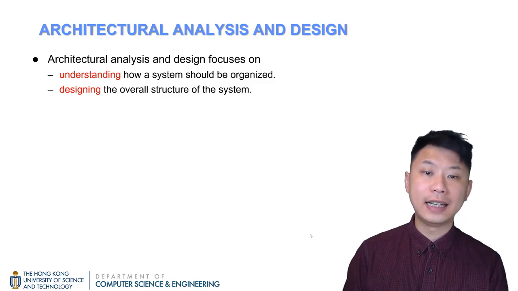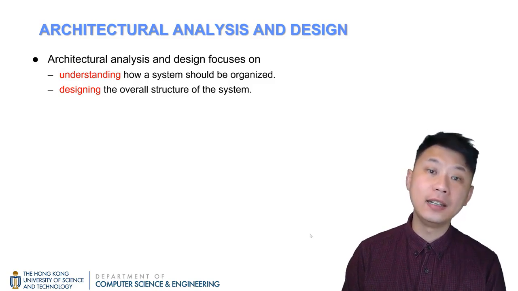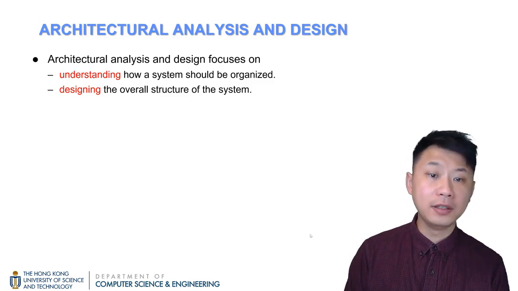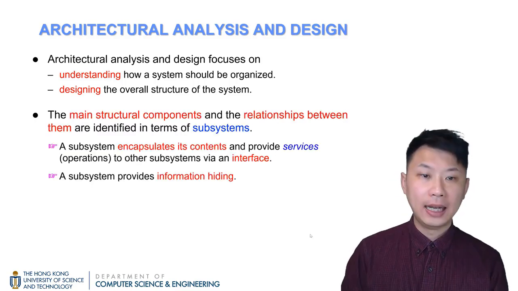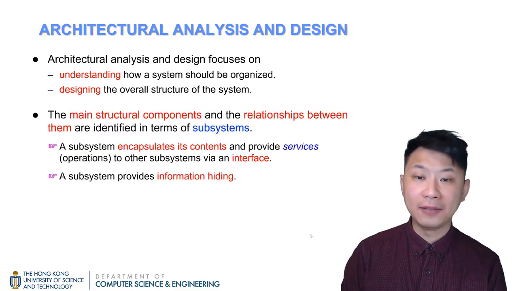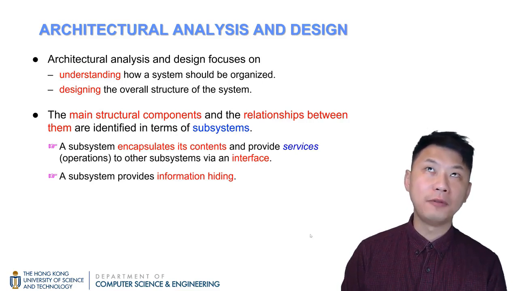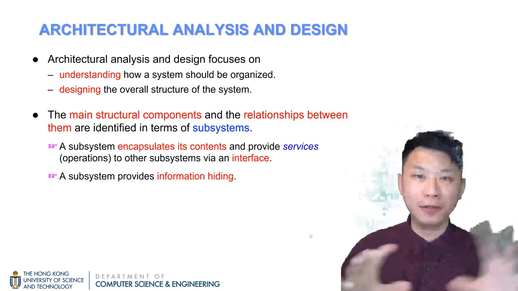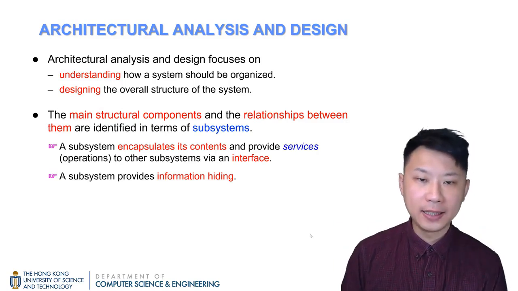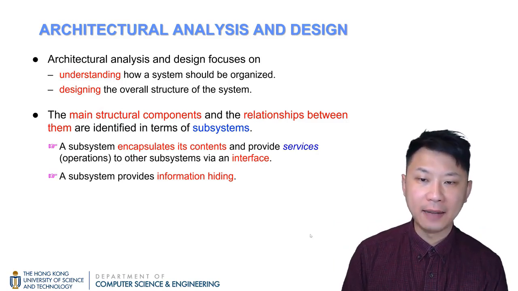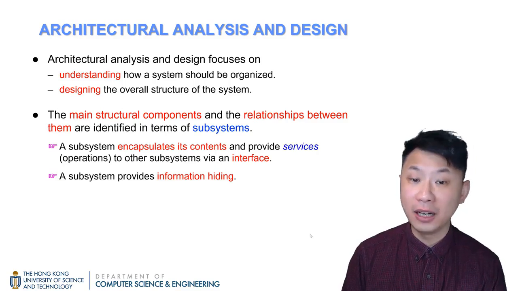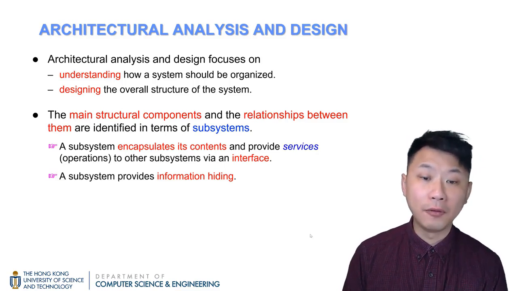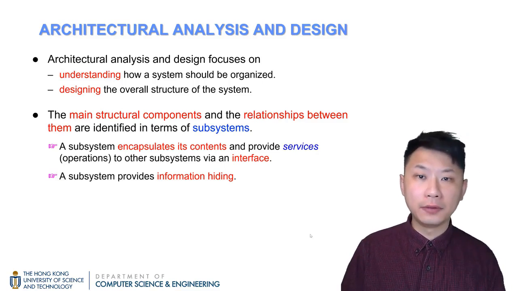So in architectural analysis and design, we focus on understanding how a system should be organized in terms of subsystems. And we try to design the overall structure of the system. The main structural components and the relationship between them are identified in terms of subsystems. So we focus on how to organize the subsystems together to form the entire system. A subsystem encapsulates its contents and provides services to other subsystems via an interface. And also a subsystem provides information hiding. And this is what we have covered before.